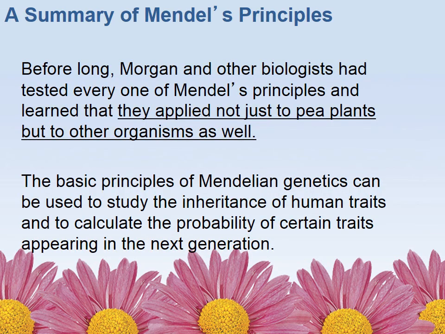So before long, Morgan and other biologists had tested every one of Mendel's principles that he did with the pea plants, and Morgan and his colleagues found out that this applies also to other organisms as well. So the basic principles of Mendelian genetics can be used to study the inheritance of human traits and even to calculate the probability of certain traits appearing in the next generation.